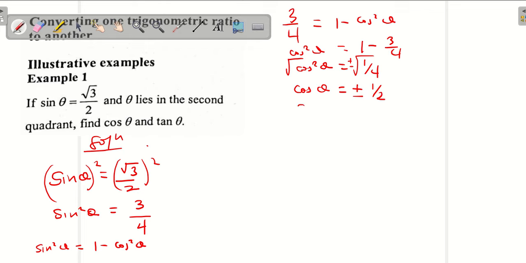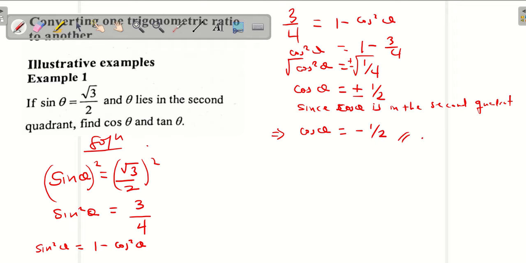So we say that since theta is in the second quadrant, cos theta has to be negative. Since theta is in the second quadrant, it implies that cos theta is negative, so negative 1 over 2. And that is the answer.